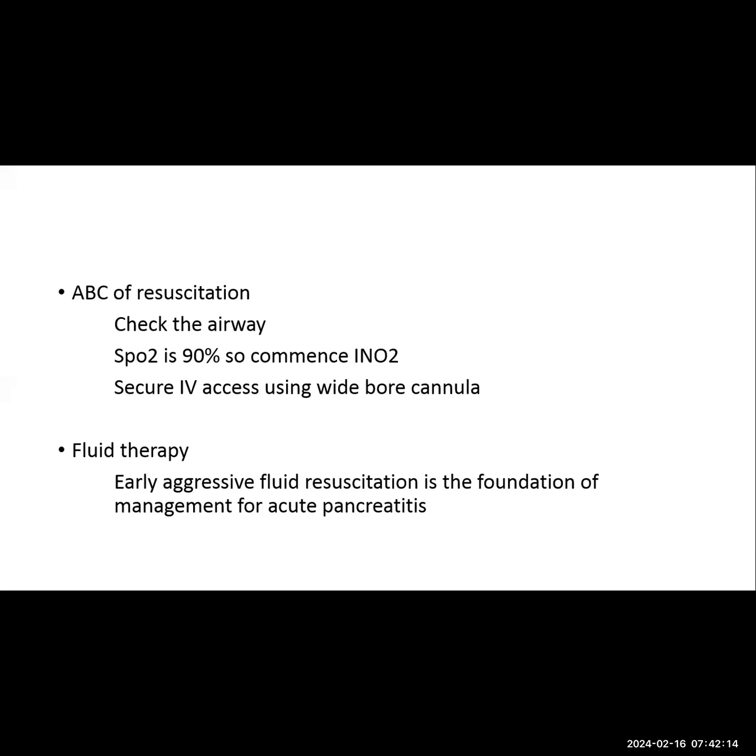So for ABC of resuscitation, in the emergency ward, we want to check the patient's airway to be sure that it's patent. Then they told us from this question that the patient has oxygen saturation of 90%, so we want to commence intranasal oxygen. Then we want to secure IV access and set a wide bore cannula, and then we will take all the necessary investigations, like the serum blood urea nitrogen, the hematocrit level, full blood count, liver function test. These are things that will help us prognosticate this patient. So we want to take them at this point.